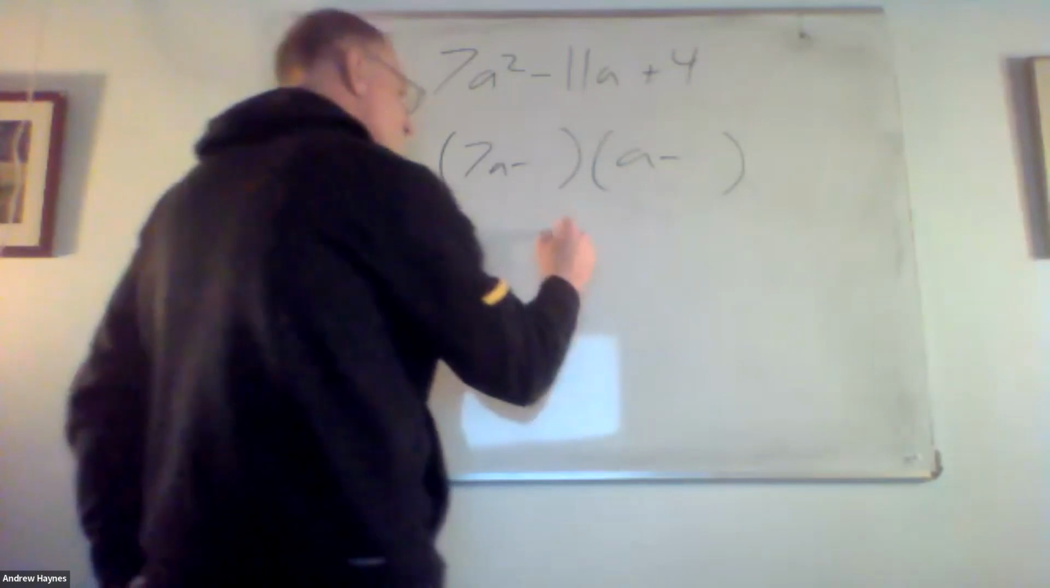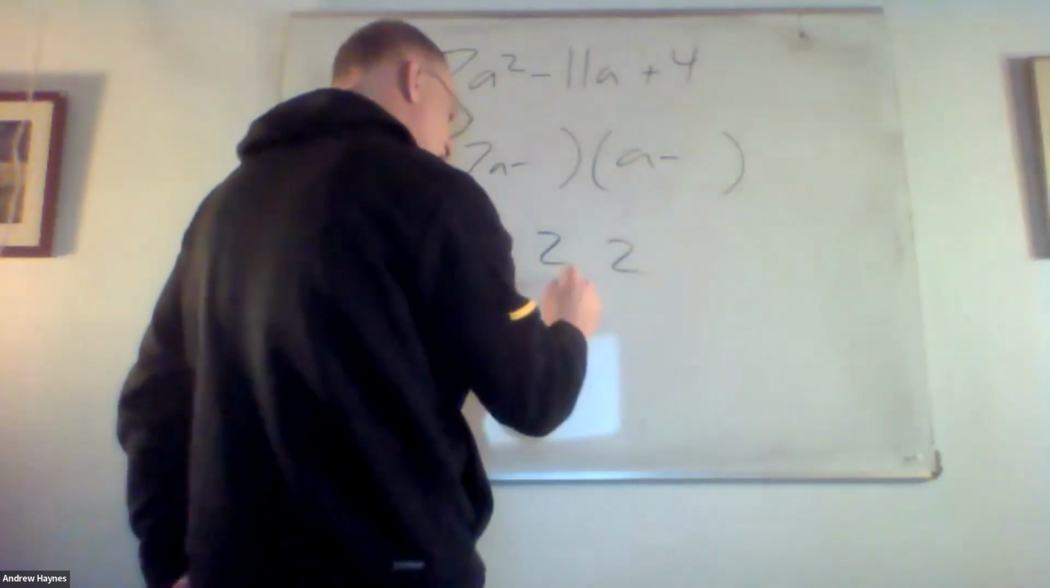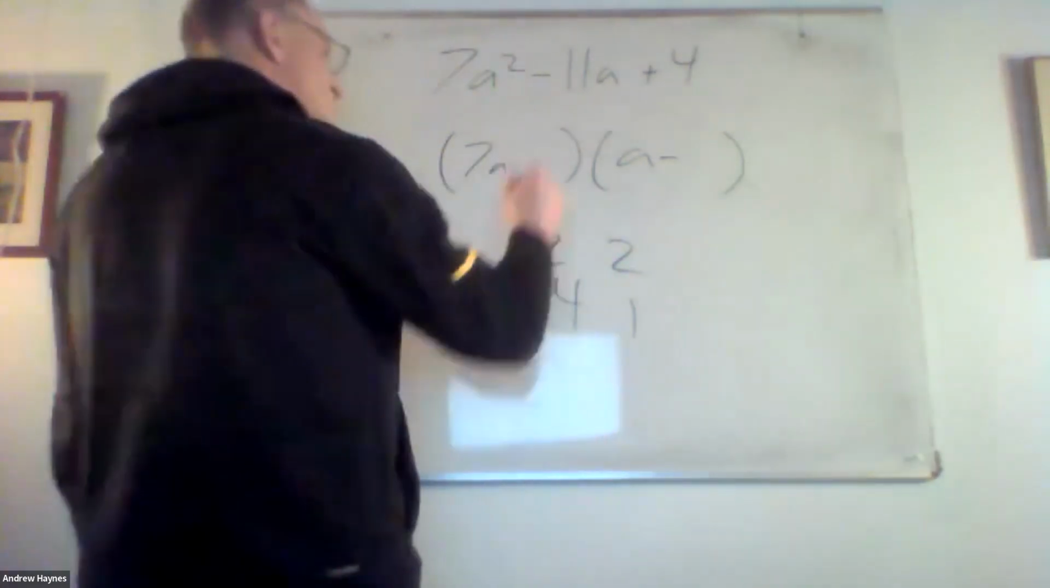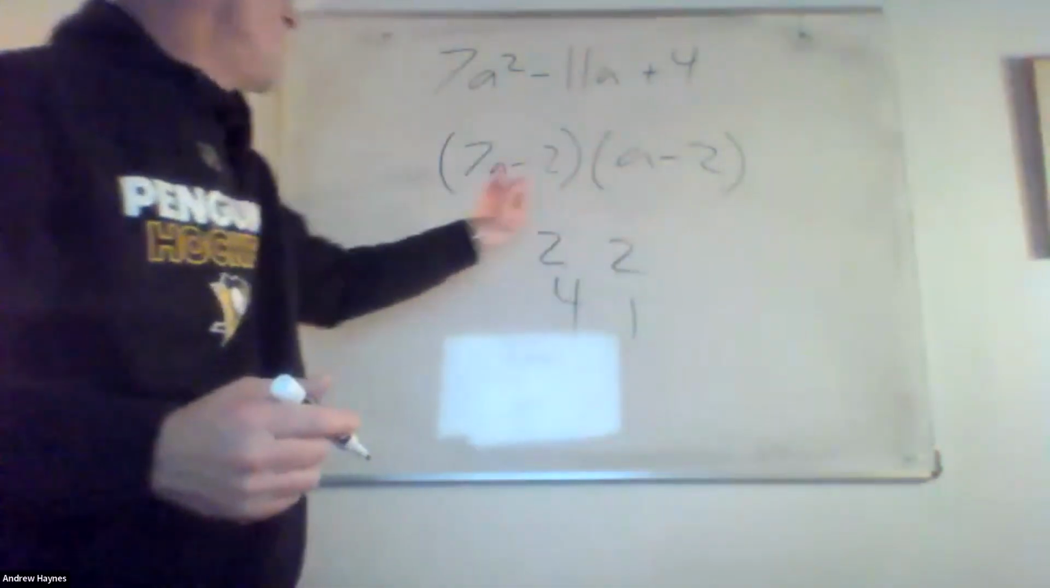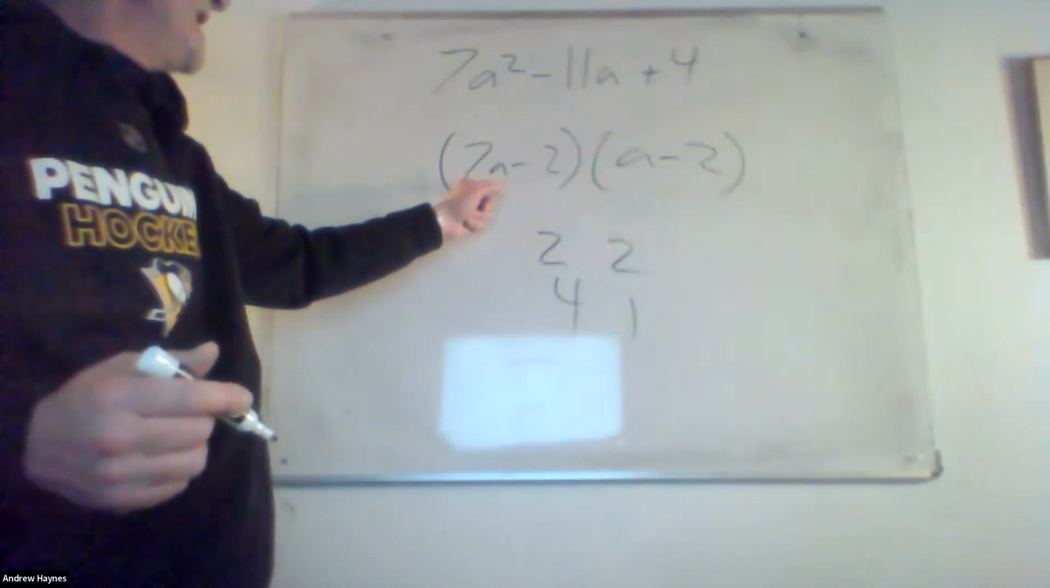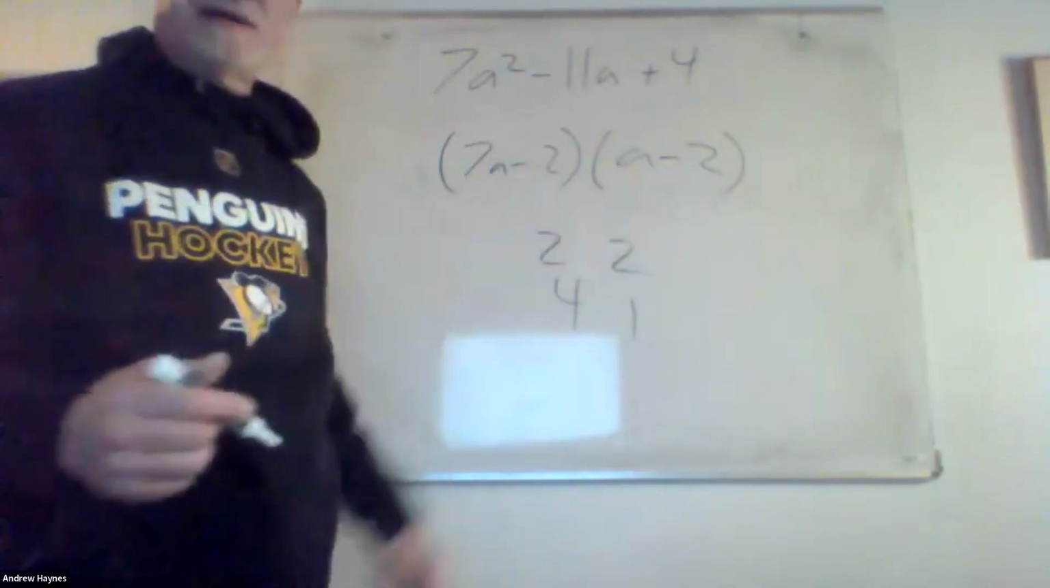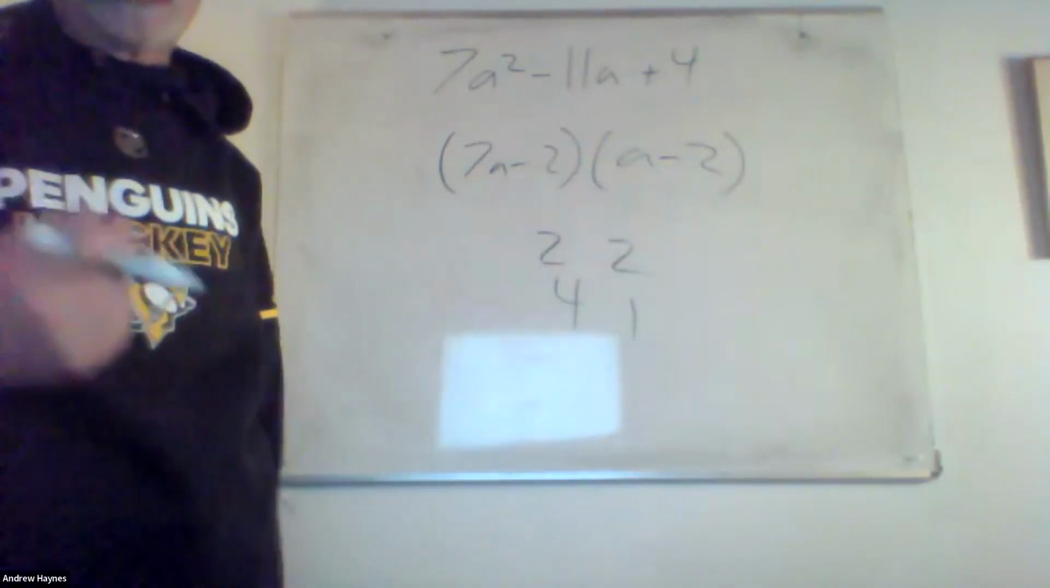4 and 2 and 2. 2 and 2, yeah. And 4 and 1. And 4 and 1, right. Now, if we try 2 and 2, be nice if that worked. We get minus 14a and then minus 2a, which comes out to minus 16a. It doesn't work. Okay. And we're not going to flip the 2's because we get the same thing.